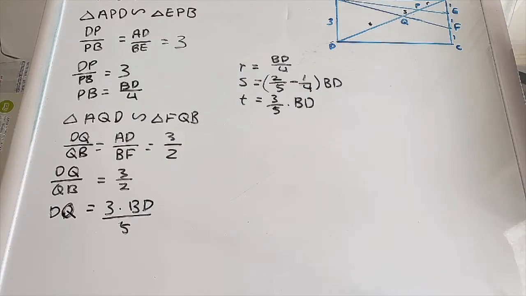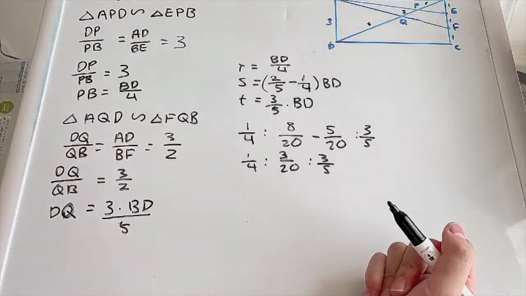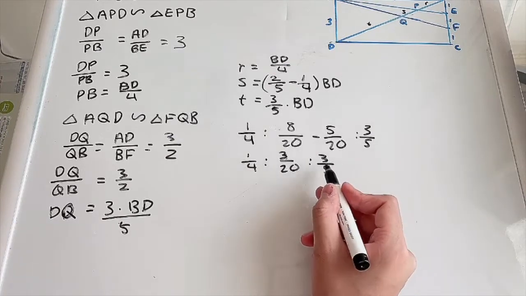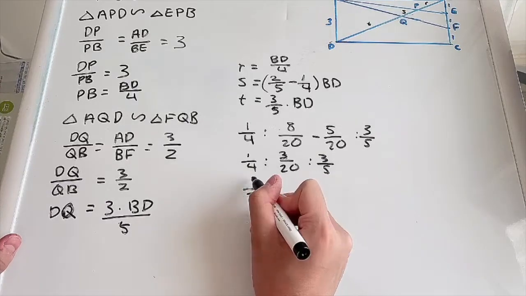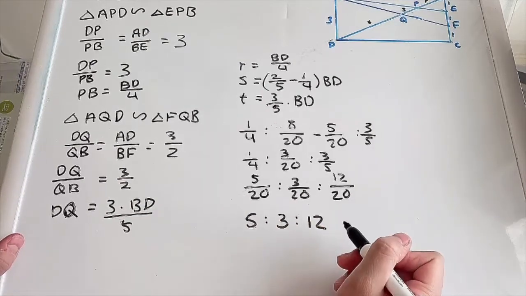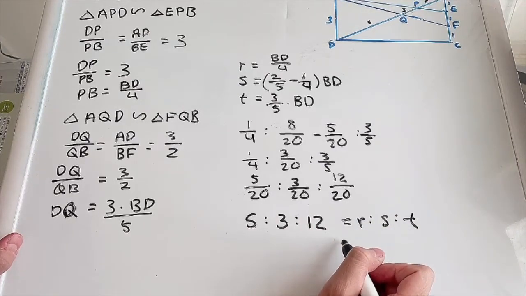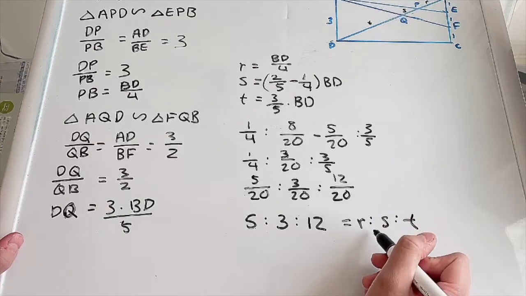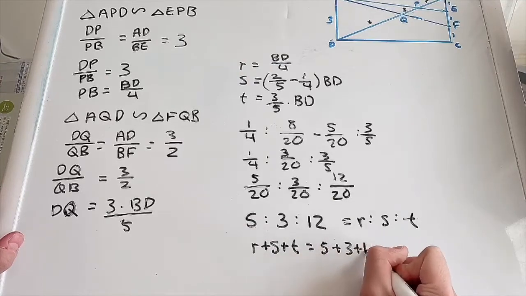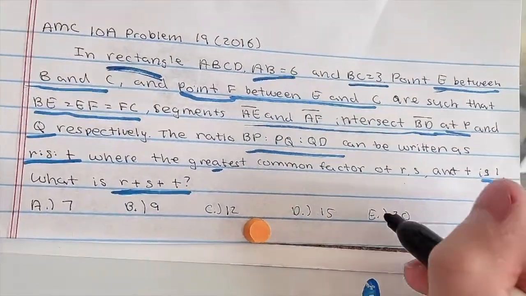So when we do R to S to T, we get 1/4 to 3/20 to 3/5, and we simplify. Remember that these are relatively prime, so we have to make it so there are no fractions. First, we put it into a common denominator. When we simplify that, it would be 5 to 3 to 12. So R to S to T would equal 5 to 3 to 12. Because these three numbers are relatively prime and the common factor is 1, then R plus S plus T would equal 5 plus 3 plus 12, or 20. Looking at our answer choices, the answer would be E, 20.